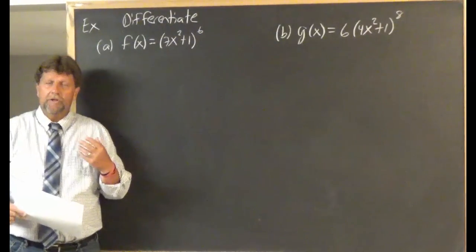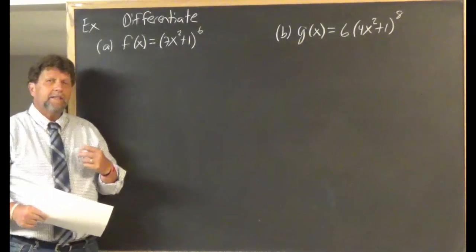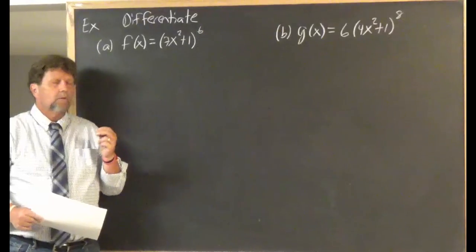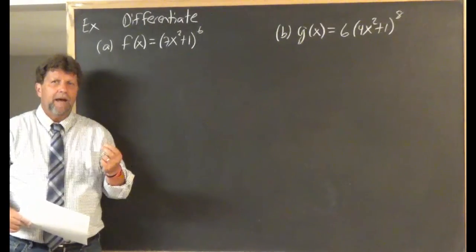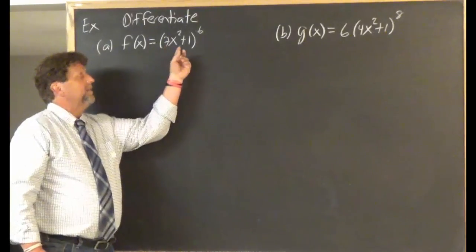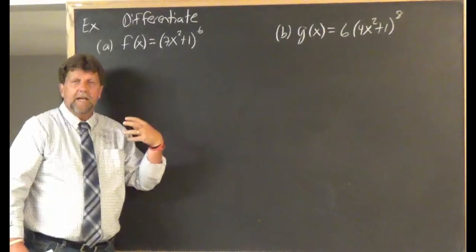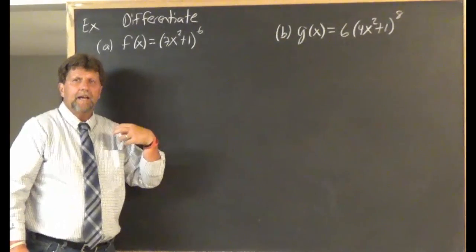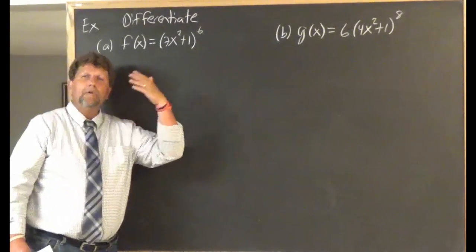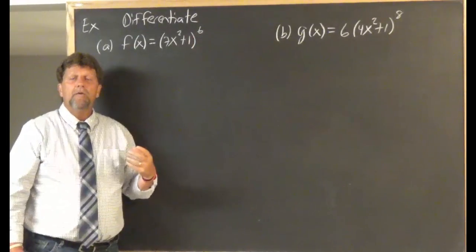So let's look at part A here. You're asked to differentiate f of x equals the quantity 7x squared plus 1 to the 6th power. For this one, I think it's pretty clear that 7x squared plus 1 is the inside function. I mean, it's inside parentheses. The outside function is raising to the 6th power.